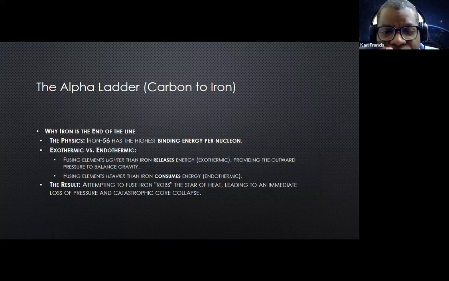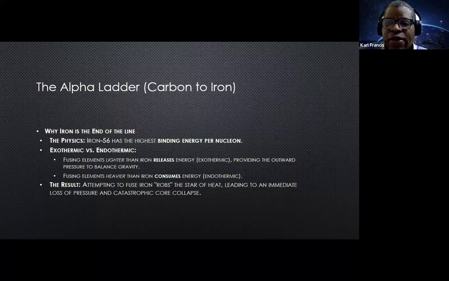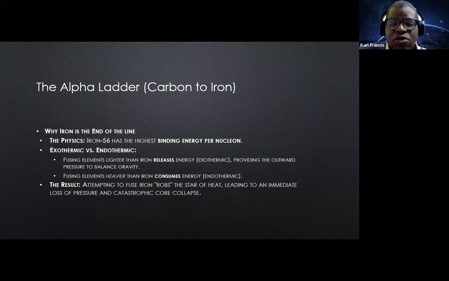Well, this is called the alpha ladder, the process that I've been explaining from carbon to iron, right? The reason this happens is because iron has the highest binding energy per nucleon, right? If you want to get heavier elements, you have to actually put energy into it. There are different types of reactions. An endothermic reaction is a reaction where, if you want it to happen, you have to put energy into it. An exothermic reaction is one where the reaction itself creates energy.